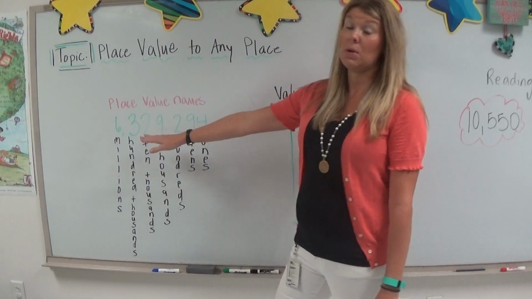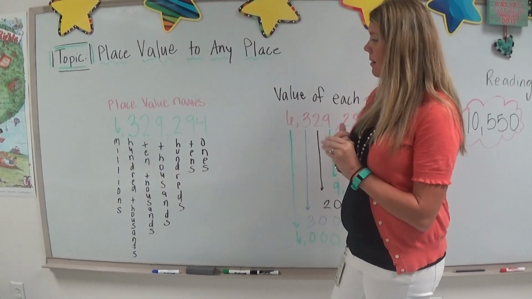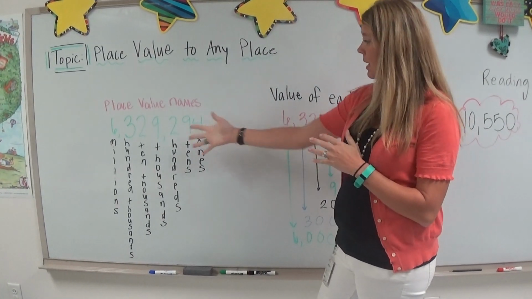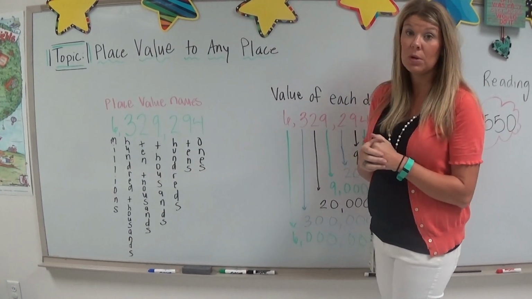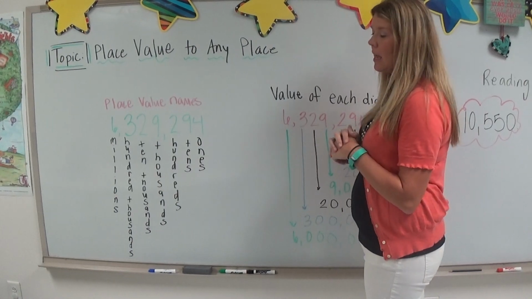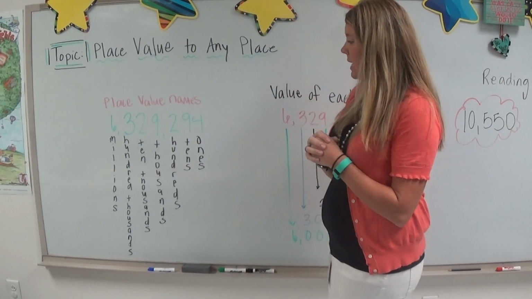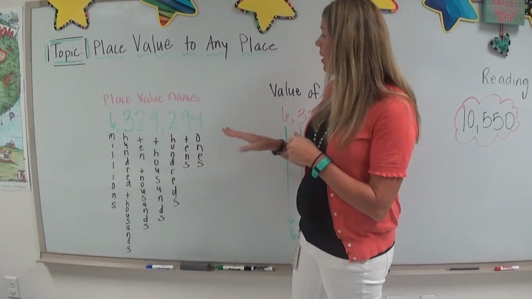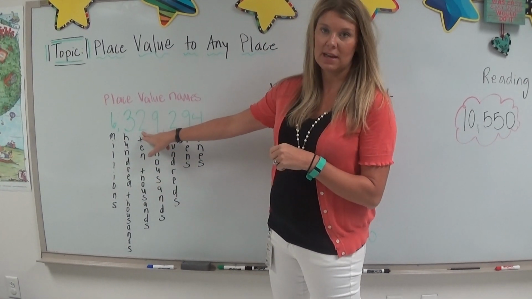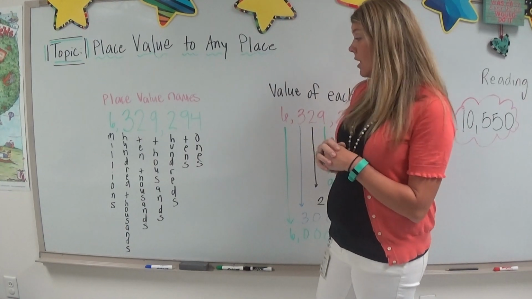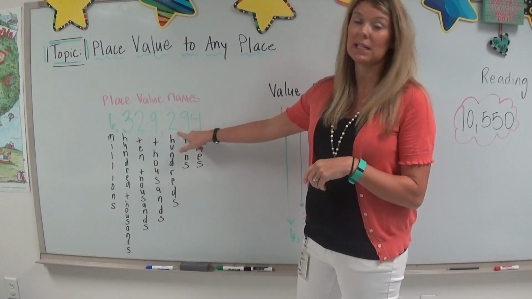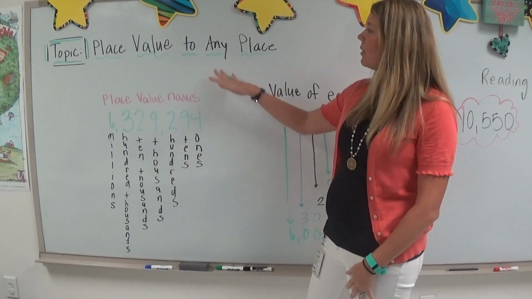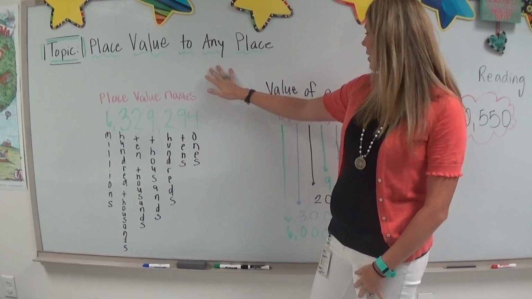So we want students to be able to read this number, but we also want them to be able to identify which number is in each place in a number. So as a parent at home, you can write down any number and you can say, what number is in the 10,000s place? So they would have to know, without having all this written out, that the 2 is the number in the 10,000s place. Or you could underline a number, for example, the 2, and say, what place is this? And they would tell you the hundreds. So this is one component of our topic, place value to any place.